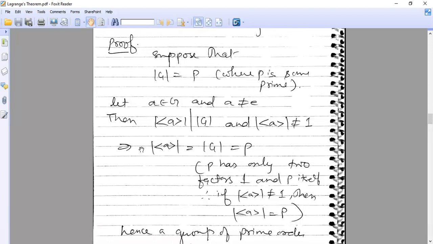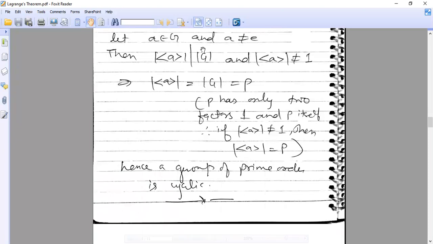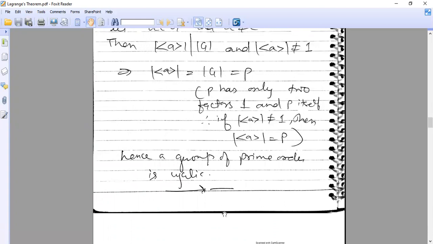Now, this implies that the order of this subgroup which is generated by A is equal to the order of the group. Why? Because we have taken order of G to be a prime number. So a prime number has only two divisors, 1 and itself. So if it is not equal to 1, then this has to be equal to order of G, which is your P. And hence this group G is equal to this group which is generated by A. That means it is cyclic, and hence a group of prime order is cyclic.